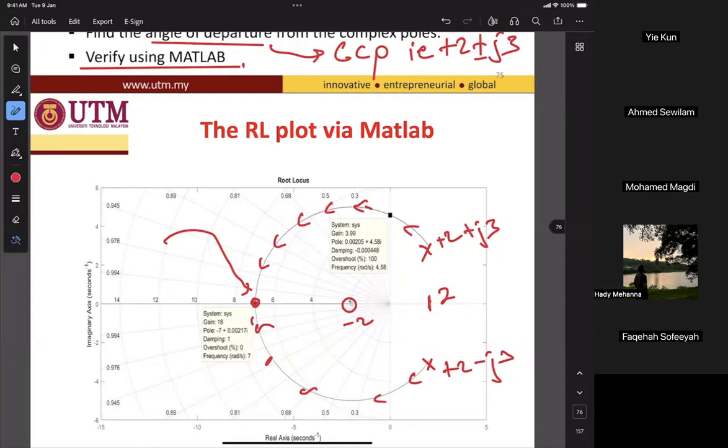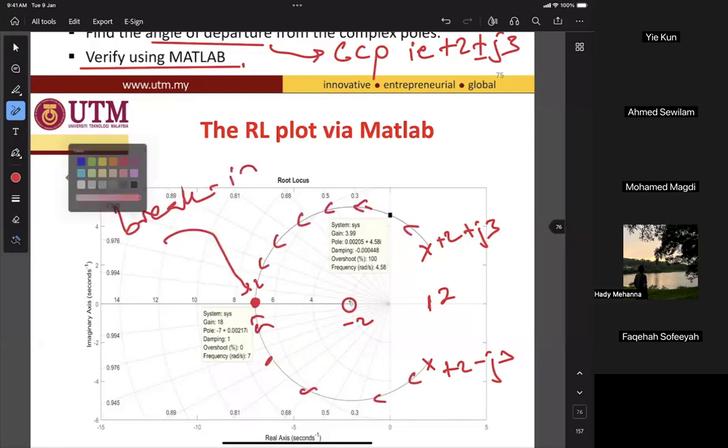Fakihah Sofia, is it right? This one? Fakihah Sofia? Not present. Break-in point, guys.